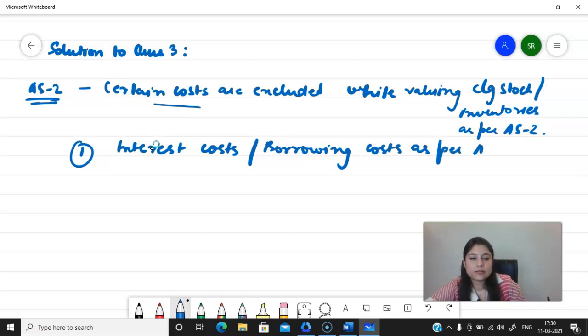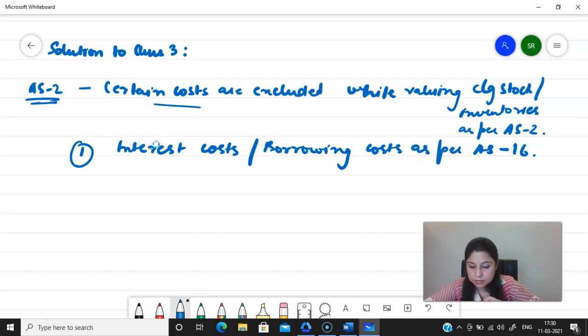We have studied that the interest cost will not be included while valuing the closing stock or the inventories in the books of accounts. So the notional charges that have been included by the business in the valuation of closing stock are not the correct depiction of the value of the inventory shown in the books of accounts. Therefore, such costs have to be excluded from the closing stock of the company in order to show the correct amount of the closing stock.